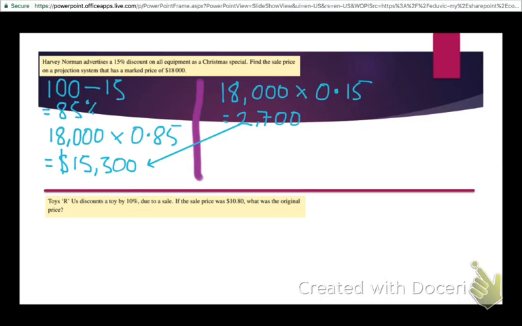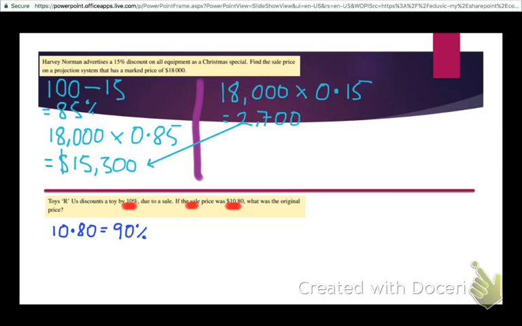So they're discounting a toy by 10%. Sale price we're given is $10.80. So what was the original price? So for that, we know that they take 10% off. So what we're paying, that sale price of $10.80, is actually 90% of the price. And we're going to use the unitary method, so breaking 90% down into 1%, to find the original price.